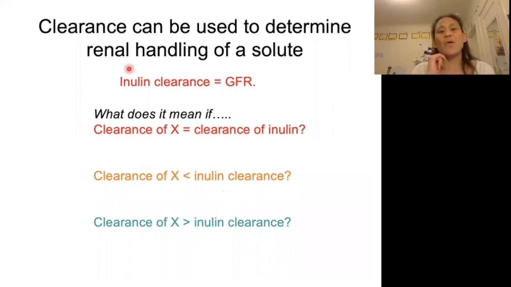Okay, so what I mean is this. Let's take a look at these questions, okay? So what is it going to mean if the clearance of X is equal to the clearance of inulin? What does it mean if the clearance of X is less than the clearance of inulin? What does it mean if the clearance of X is greater than the clearance of inulin? Take a moment, hit pause, think about these questions, and then we'll come back to them.